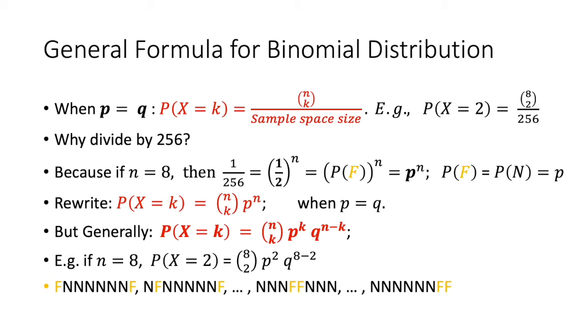Notice, disk failure happens only 2 times in each sequence, hence its probability p repeats 2 times, whereas the probability of not failing, that is q, repeats 8 minus 2 times, that is 6 times. Note the general formula, because it is general, applies all the time, even when p equals q.